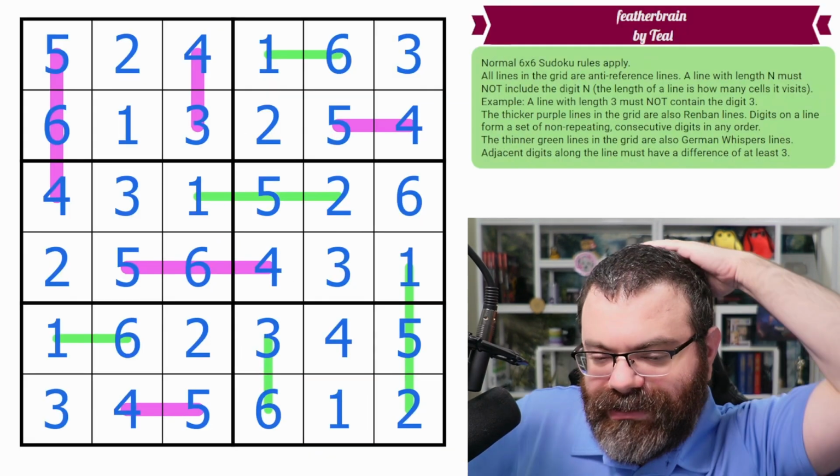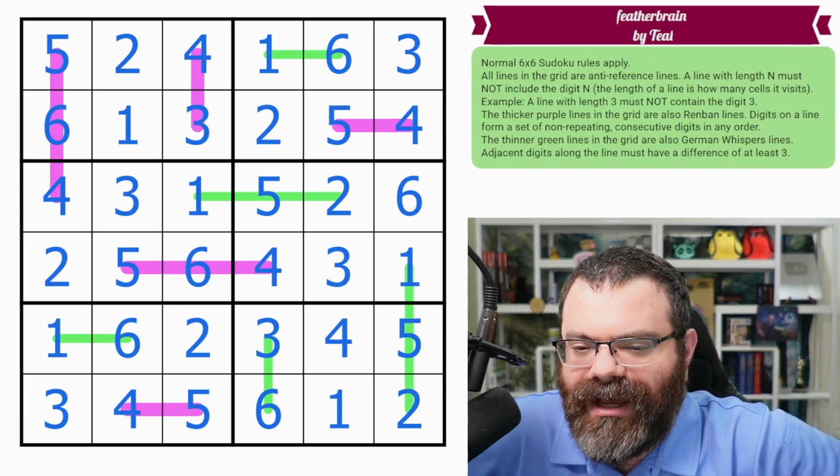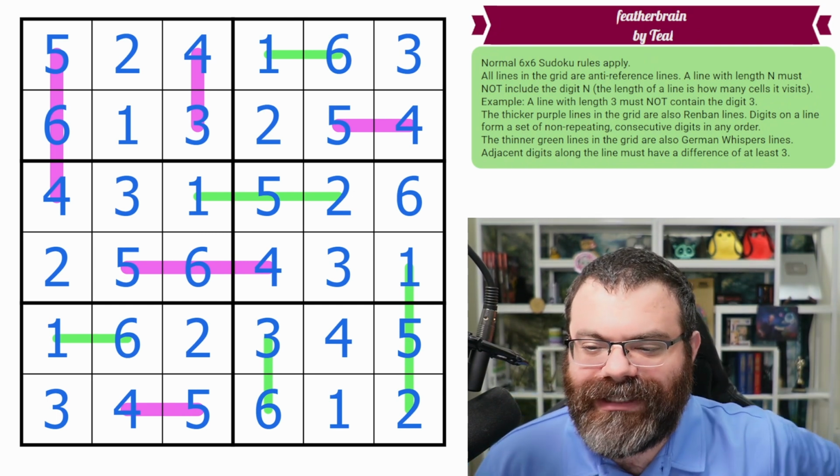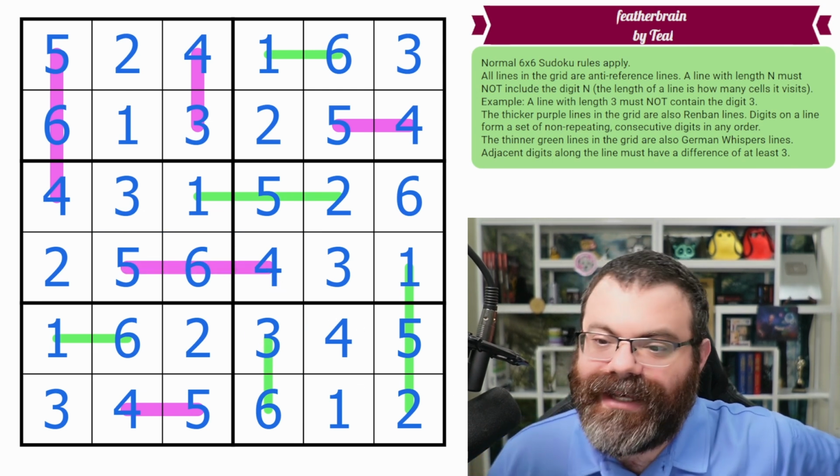All right. Neat puzzle, Teal. Yeah, there were some intricate spots there, but it definitely flowed. Definitely had to remember the anti-reference line rule. And good use of these short lines as well.